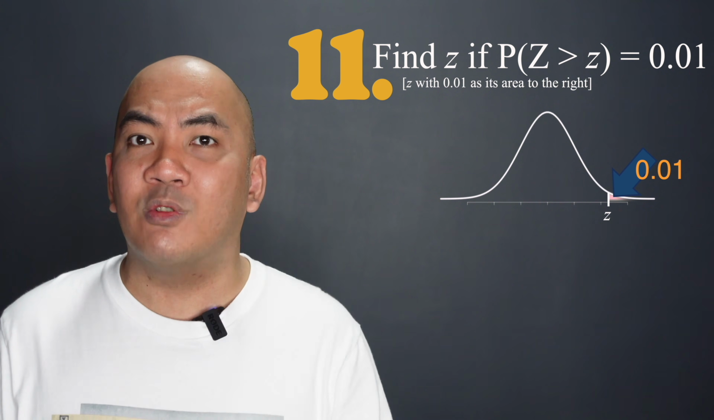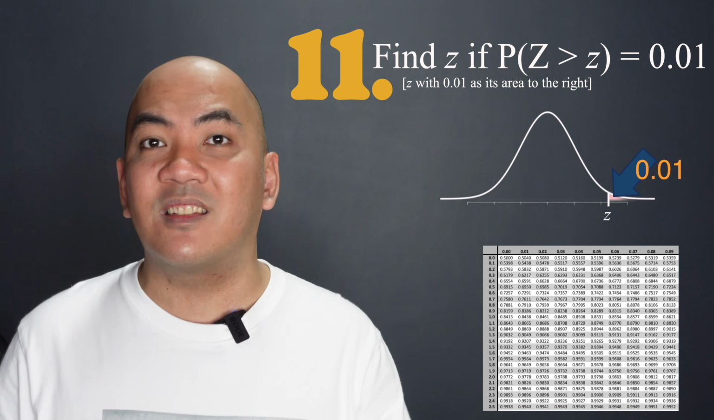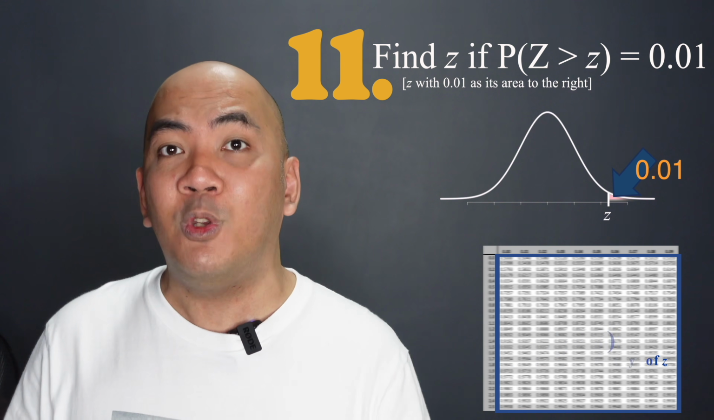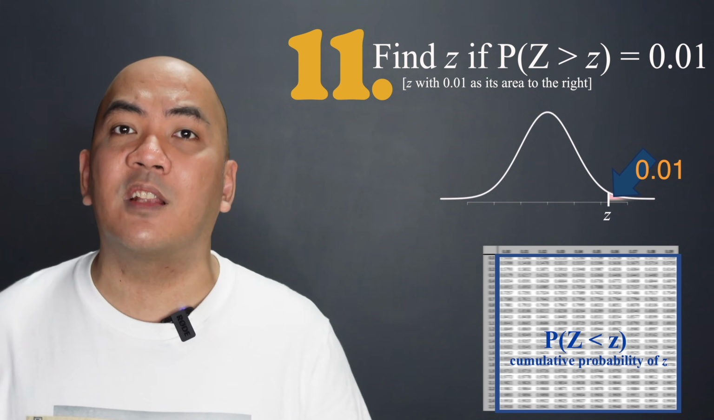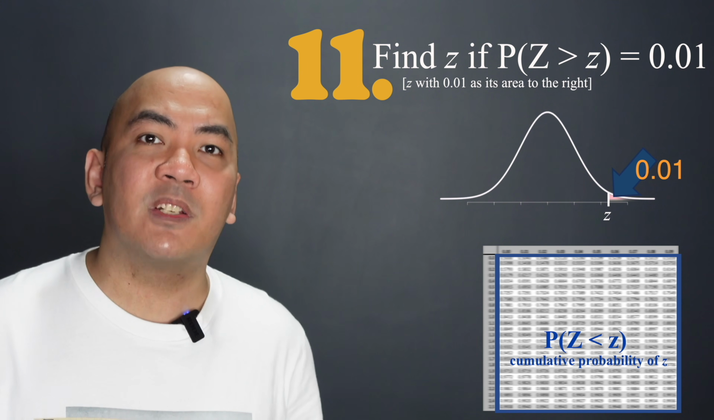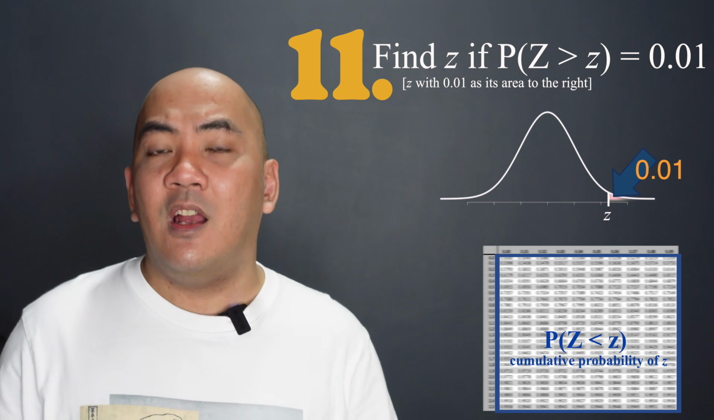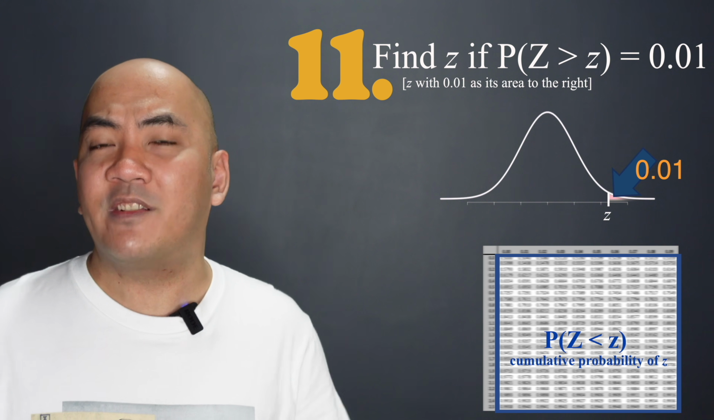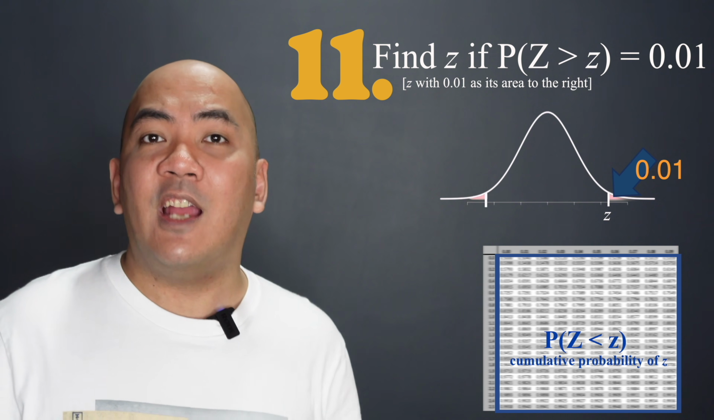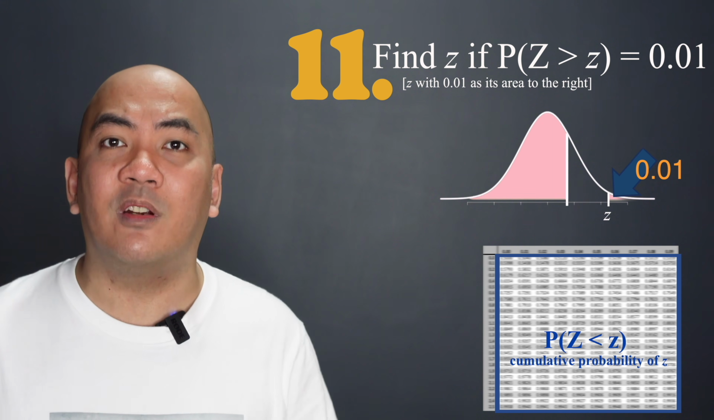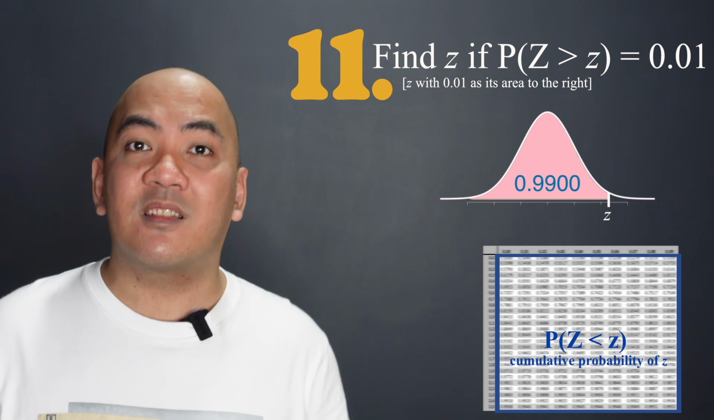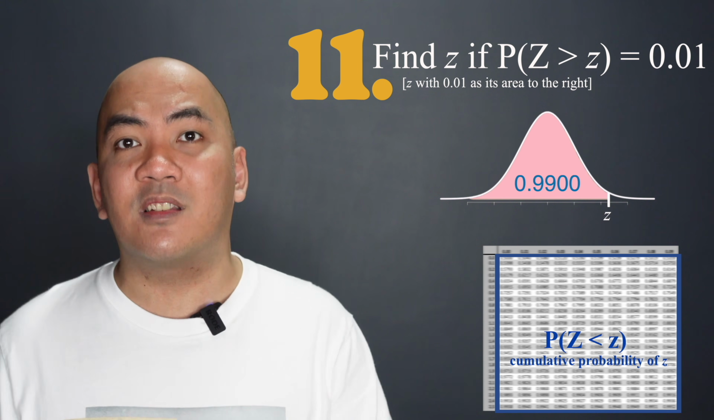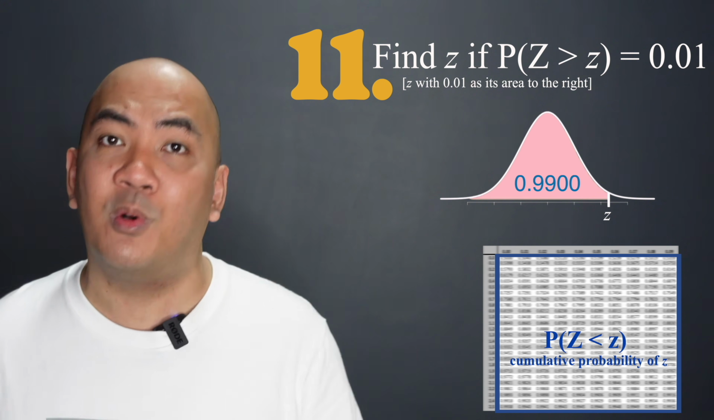We may not make use yet of the table, since the table again gives the cumulative probability, or the area from the leftmost part of the distribution. However, it must be intuitive on your part already that if the area to the right is 0.01, then the area to the left of that particular value of z must be 0.99, because the sum of the probabilities in the normal distribution again is 1.00.